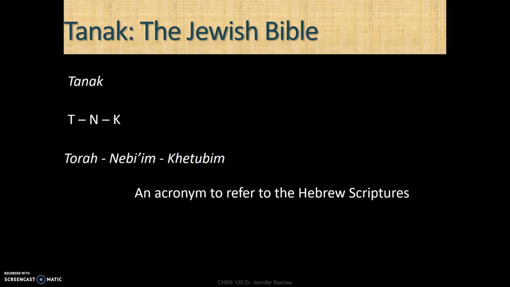For those of you who are curious, the word Tanakh comes from the first letter of each of the divisions. So the T from the Torah, the N from the Nevi'im, and the K from the Ketuvim. And that's an acronym that we translate into Tanakh. You will see it sometimes without the H on the end, and sometimes with the H on the end.